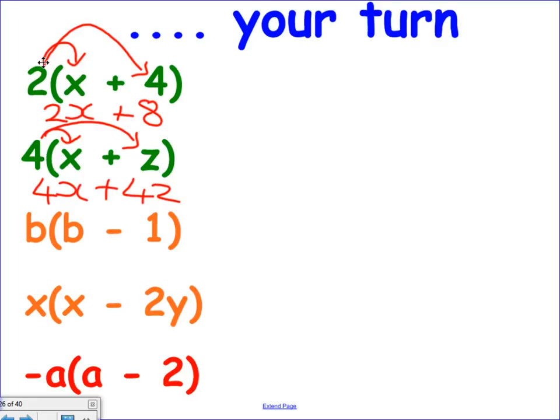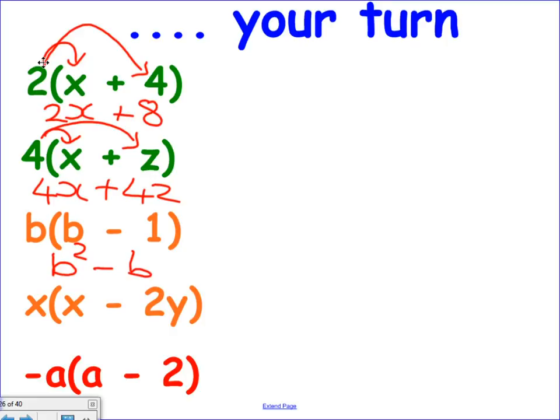b times b is b squared. B times b is b squared, that's what it means, that's why we talk about the shorthand. Okay? And what's my sign? Good. Thanks, Robert. b squared minus b.